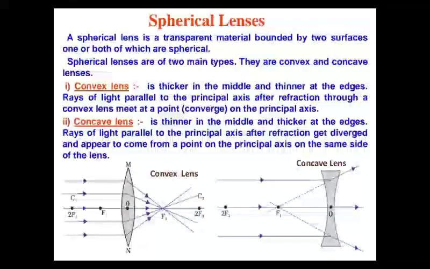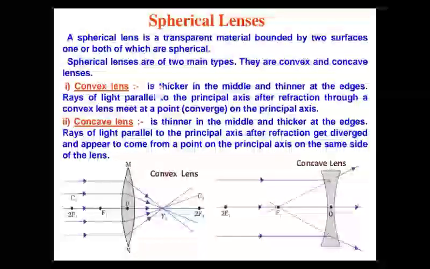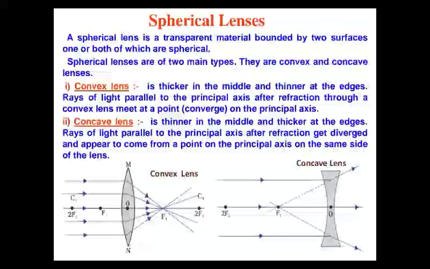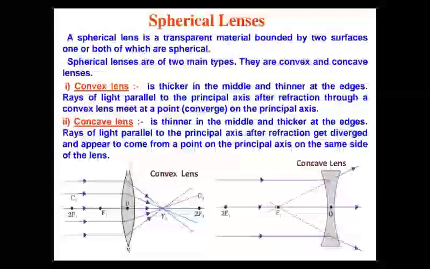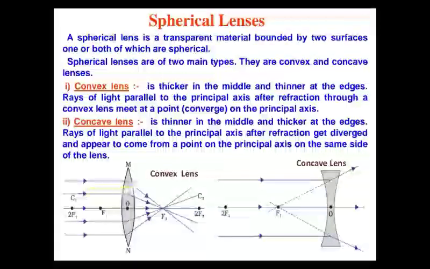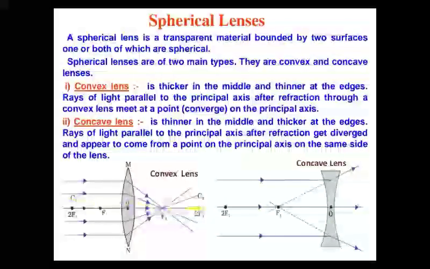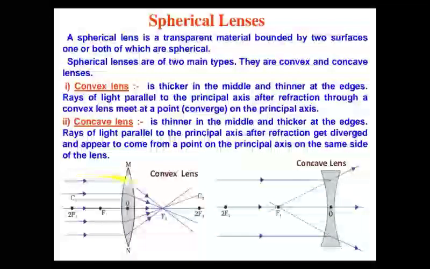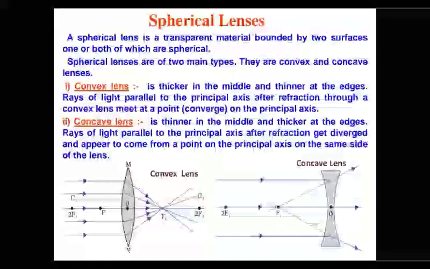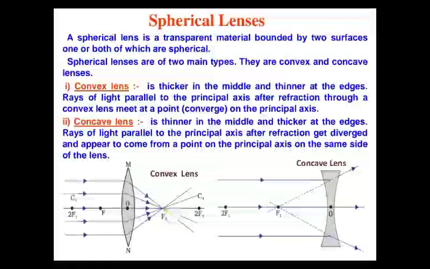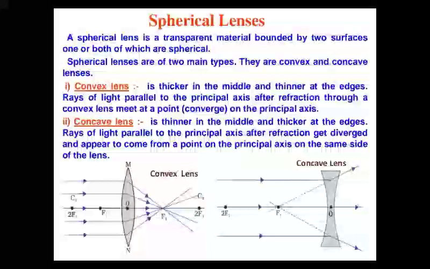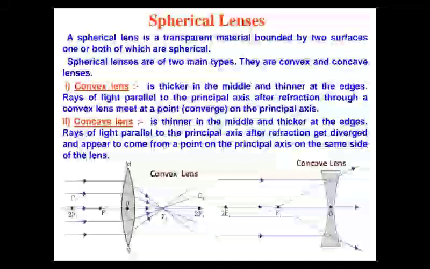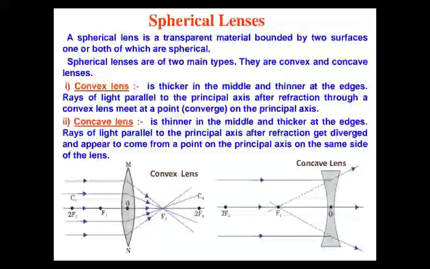What is a convex lens? A convex lens is thicker in the middle and thinner at the edges. Rays of light parallel to the principal axis: this line is the principal axis, and all the rays of light which are parallel to the principal axis, after refraction from the lens, meet or converge to a point on the principal axis. This is the property of a convex lens.